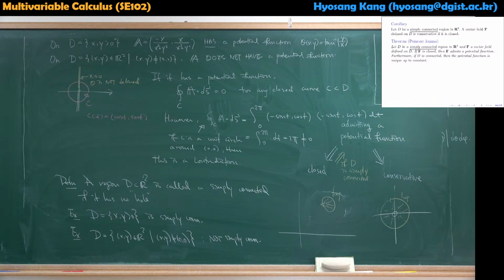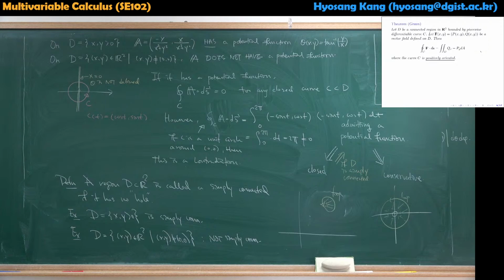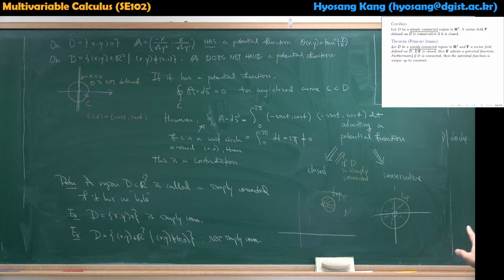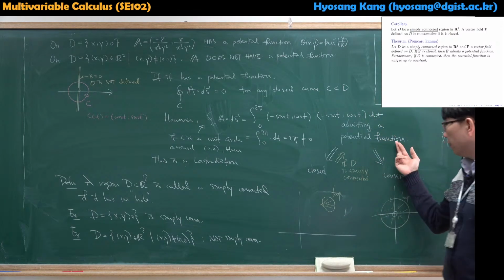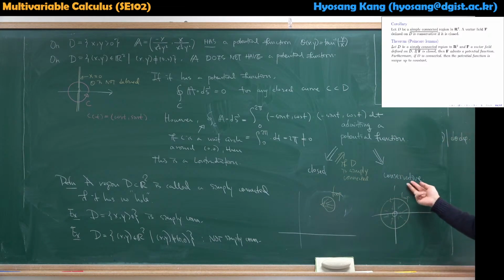So let me summarize this. What's left in here? I'm going to talk about Green's theorem later. Before we prove this, let's summarize what we have here. We have a potential function, a closed vector field, and a conservative vector field.